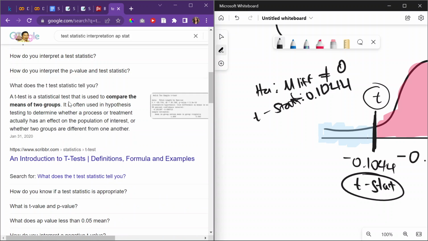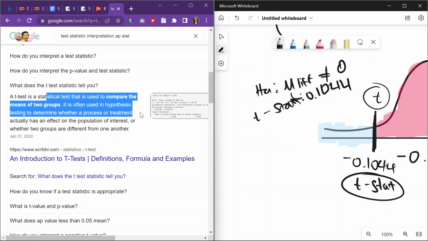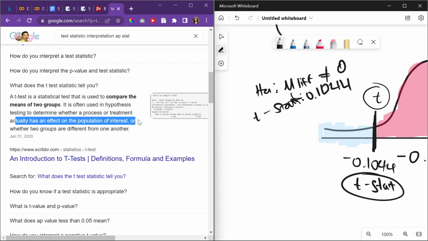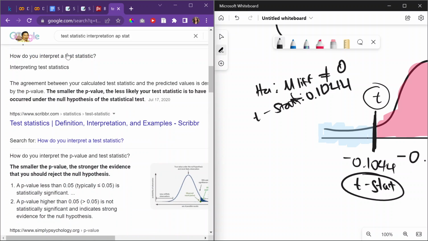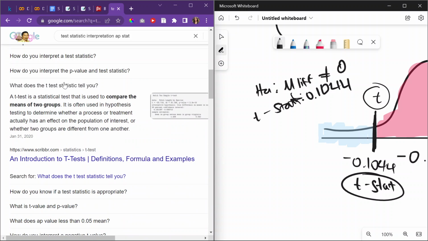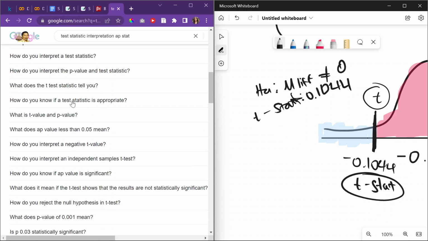A test statistic is a statistical test that is used to compare the means of two groups. It is often used in hypothesis testing to determine whether a process or treatment actually has an effect on the population of interest or whether two groups are different from one another. Right? No.